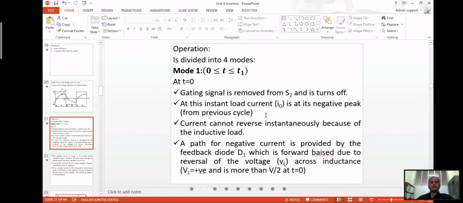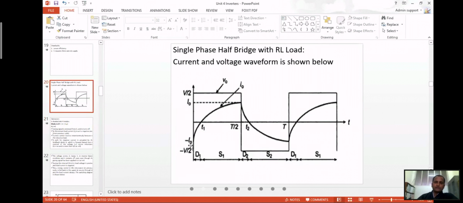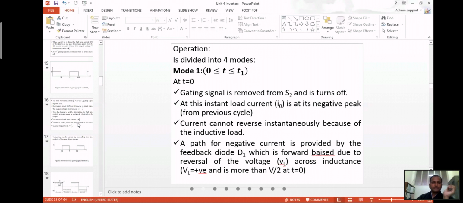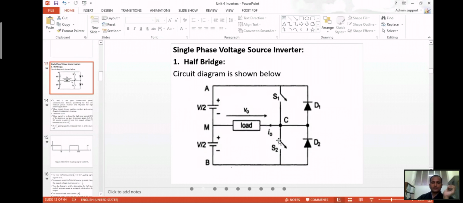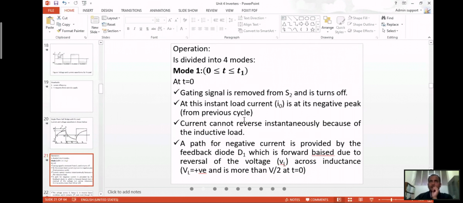In mode 1, during the time t equals 0 to t1, D1 is conducting. At this point, the gate signal is removed from S2 and it is turned off.